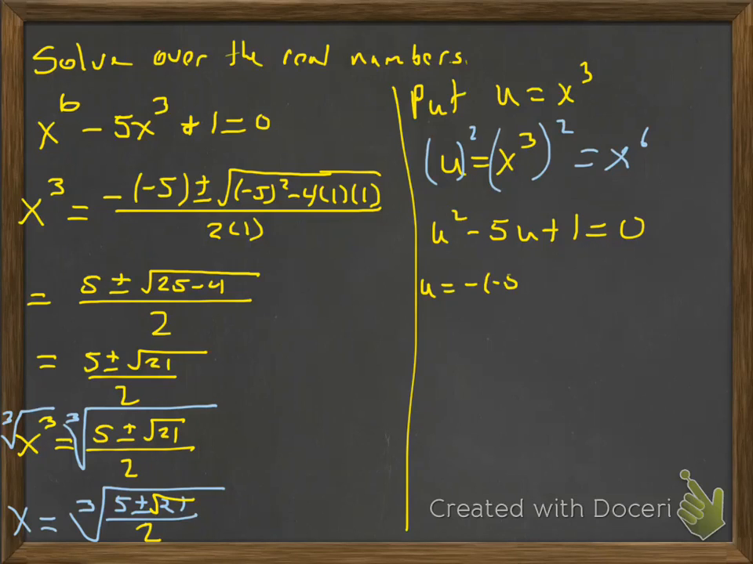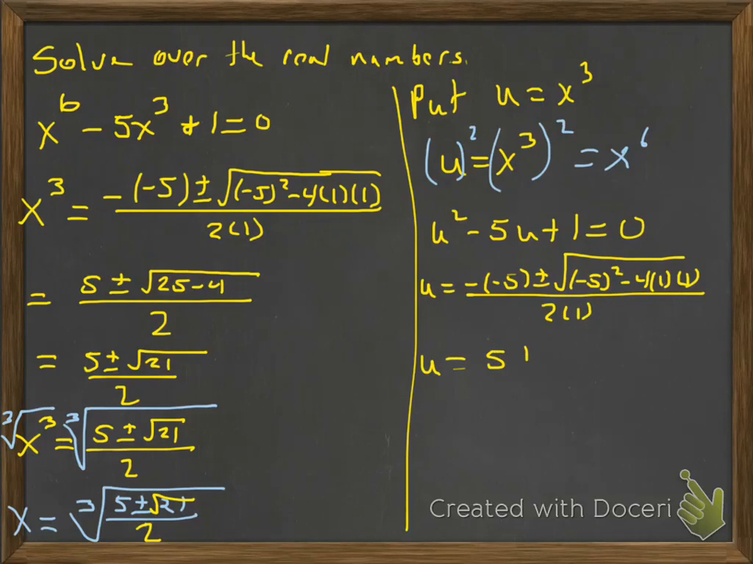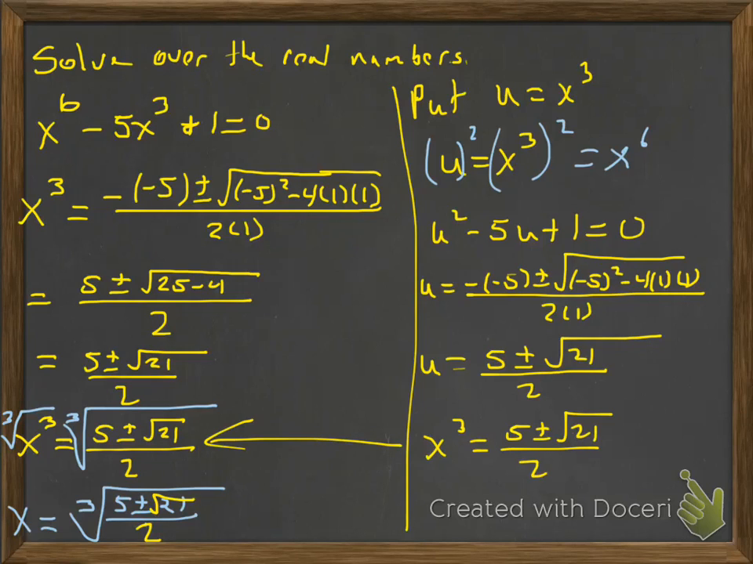u is equal to -5 plus or minus the square root of -5 squared minus 4 times 1 times 1, all over 2 times 1. So we'll go ahead and work all of that out, very similar to what we did last time. Okay. All right, and then we'll go ahead and replace u with x cubed. And now we're arriving at the same place where we did not do the u substitution.